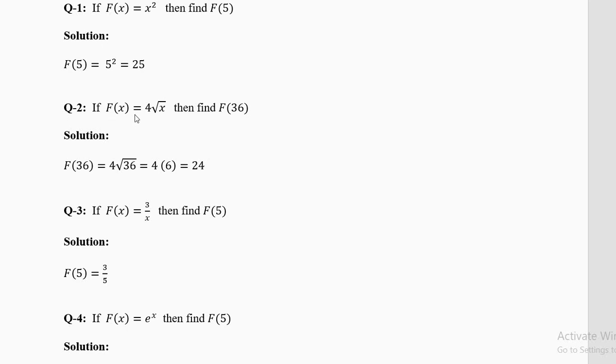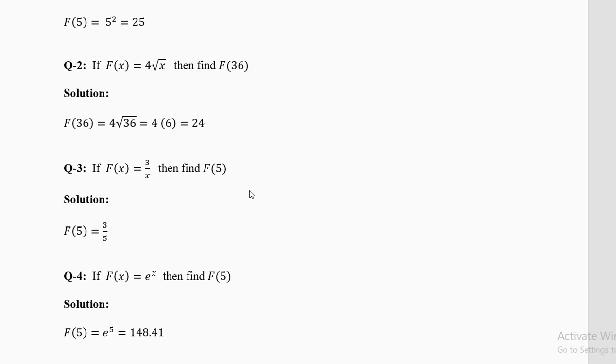Q2: if f of x equals 4 square root of x, then find f of 36. Wherever x is there, put x equal to 36. We have 4 into square root of 36, which is 4 into 6. The square root of 36 has two values, plus 6 and minus 6, but we are not solving equations right now, so we'll just take the positive value. So 4 into plus 6, which is plus 24.